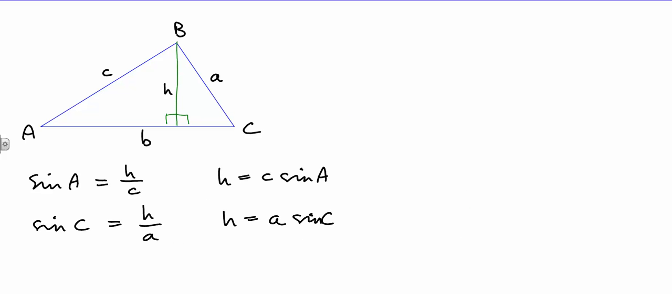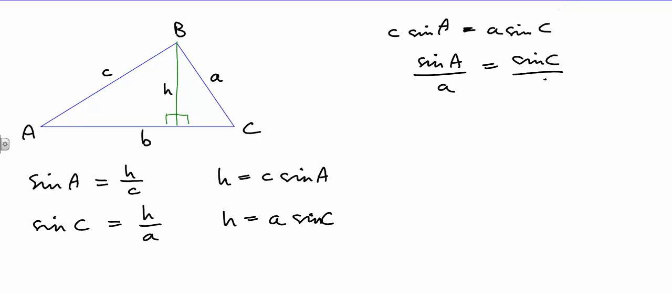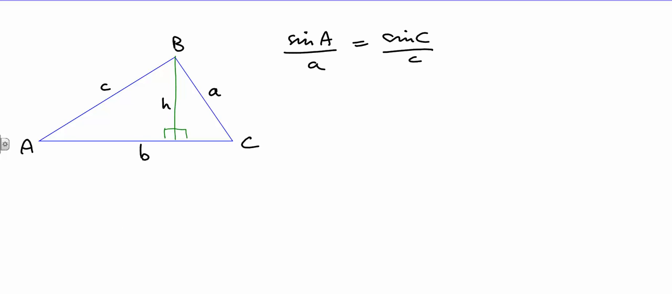So we can see that h is both c sine A and a sine C, so we have c sine A equals a sine C, and if we divide through by a and c, we can see that sine A over a equals sine C over c. So we have sine A over a equals sine C over c.